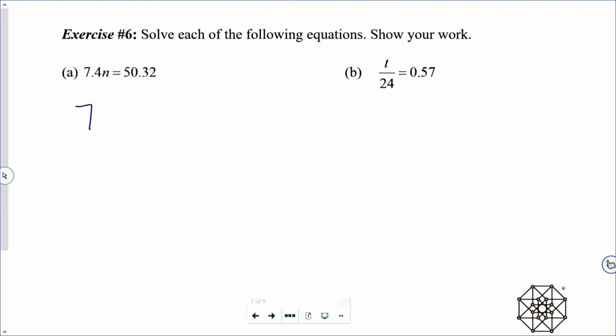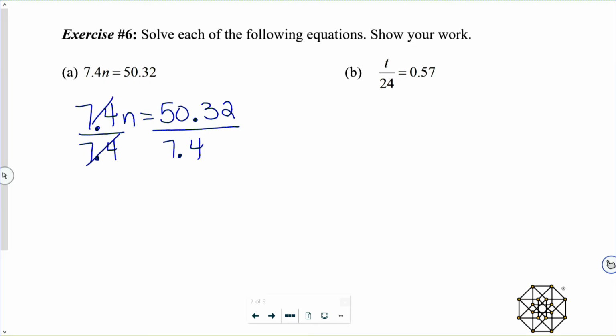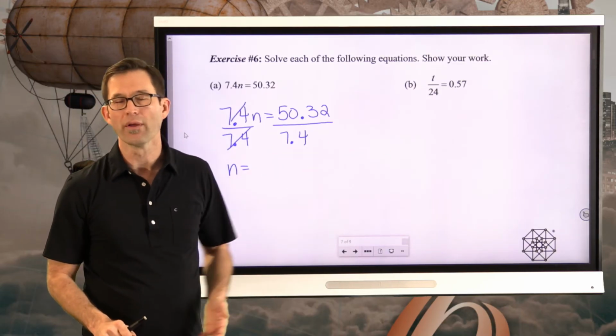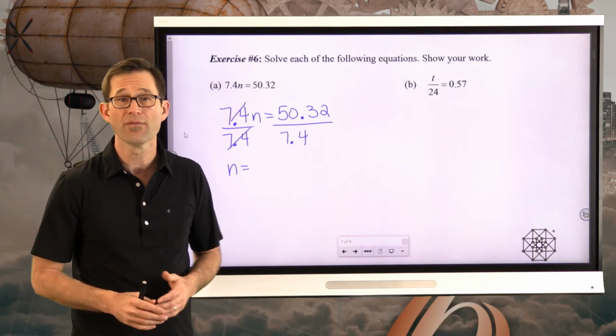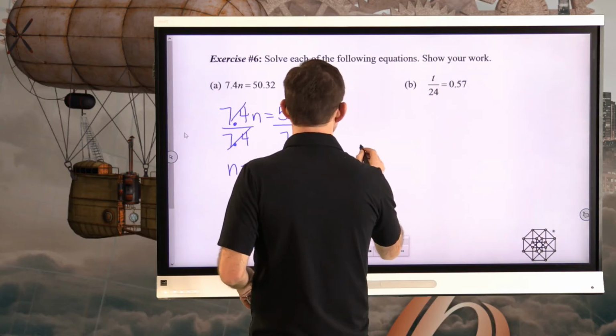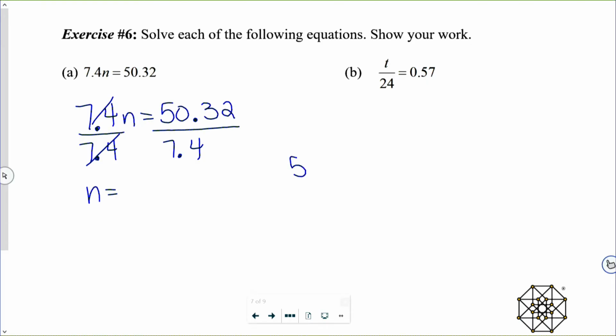I've now got 7.4 times n equals 50.32. To get rid of multiplication by 7.4, I need to divide both sides by 7.4. Those two will cancel. And now, of course, the hard part is dividing, right? 50.32 by 7.4. Now, we learned how to divide decimals this year, all right? And in fact, I really don't want to divide by 7.4. I want to divide by 74.